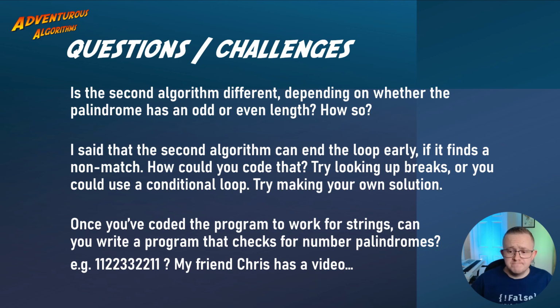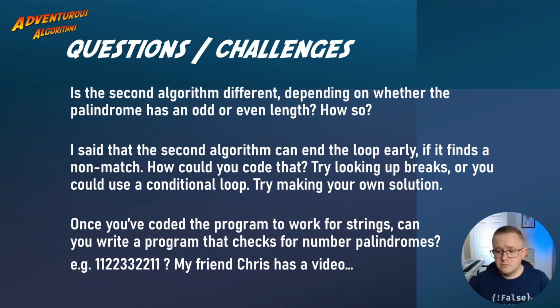So some questions or some challenges for this, because the whole point of this kind of series was it's something you can explore. That second algorithm, is that more efficient, depending whether the palindrome has an odd or an even length? So if you've got 7 characters, can you just ignore the middle one, because it's going to match itself? I said that the second algorithm can end the loop early if it finds a non-match. So if you find 2 letters that you know don't match each other, there's no point in checking all the others, because straight away it can't be a palindrome. So can you code that? You might well look up breaks, or you could use a conditional loop, but you could see if you can come up with your own solution for it.